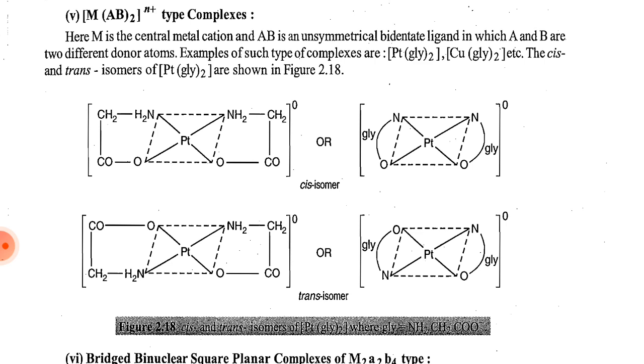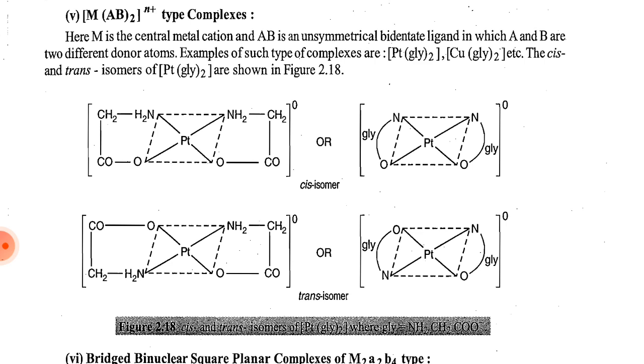So these both exist in cis and trans form. In the first, Pt(NH2CH2COO)2, the NH2 and O are adjacent to each other, so they are in cis form. Here in this also, Pt(NO)2 glycine. This N and O are the donor atoms of glycine, and it is shown in curve form.